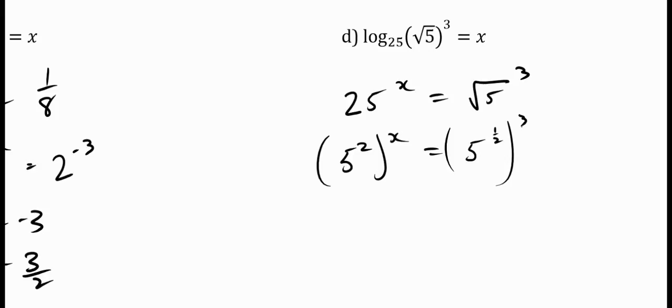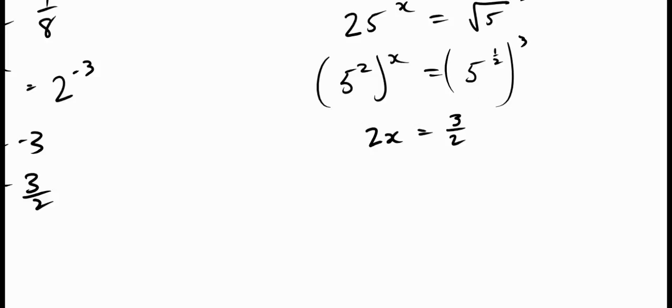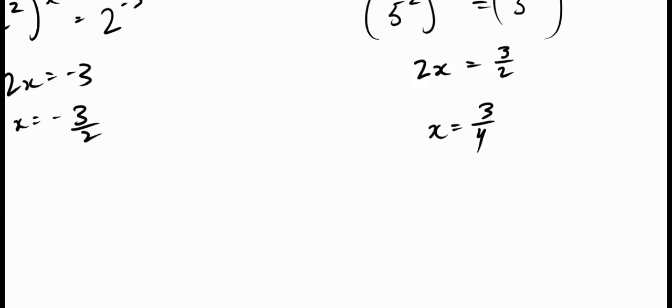And in both cases, I'm taking a power over power, so I multiply the exponent. So it's 2 times x equals 1/2 times 3, which is 3/2. Divide both sides by 2. It's just 3 over 4. Just slightly different kinds of questions with some negative exponents, some fractional exponents, different things like that.